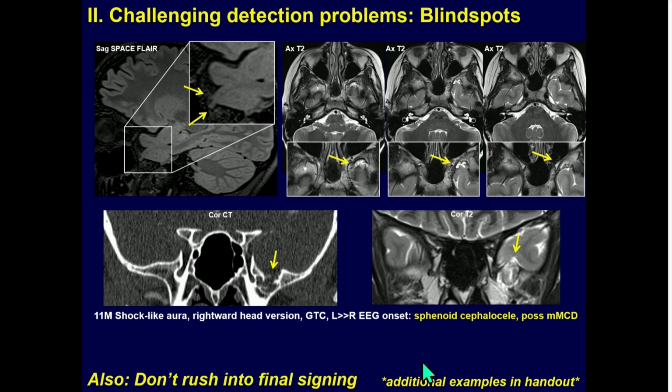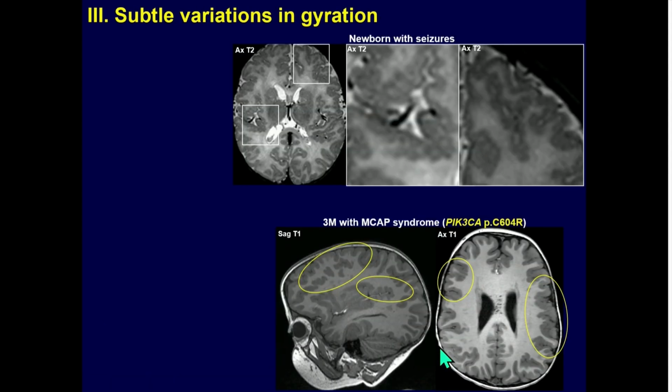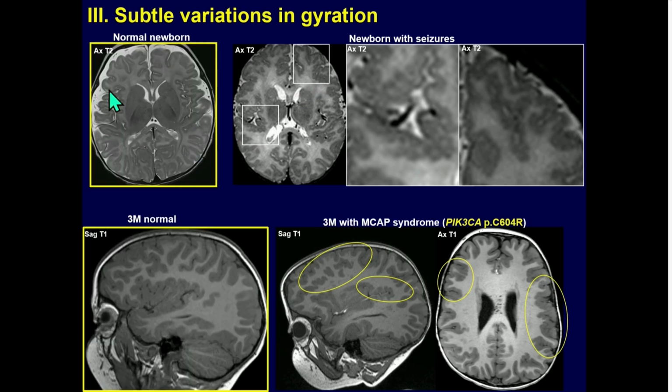So it also points to the fact that you shouldn't rush into final sign-out of anything. And then subtle gyration differences. If you read a lot of pediatric imaging, you're very accustomed to what normal is, but if you're not, then you have to have some ability to reference something. So this one over here is just diffusely abnormal, but you could forgive someone who doesn't read a lot of pediatric imaging as being intimidated by the fact that it's just unmyelinated. But once you go to a normal control, you can see that the gyral frequency is way up.